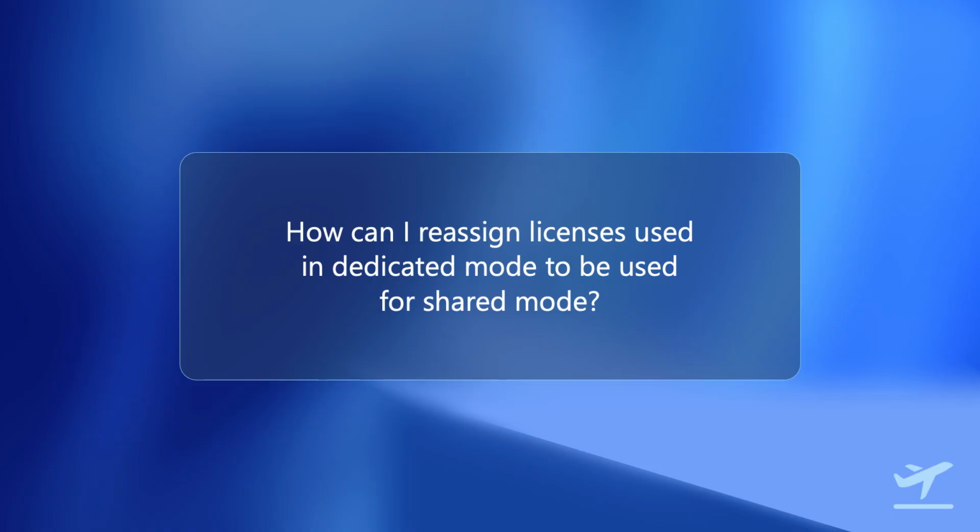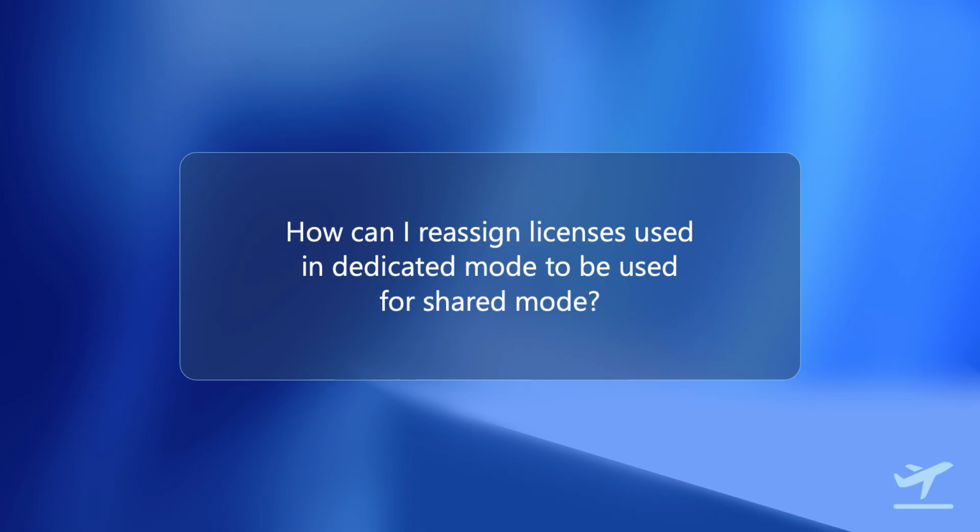Now that I've shared that it is the same license, you can set it up as dedicated or shared. Your next question might be, how can I reassign licenses used in dedicated mode to be used for shared mode? And what do I need to keep in mind when I'm doing that? So you'll be able to add licenses used by Windows 365 Frontline Cloud PC in dedicated mode by removing the user from the Microsoft Entra ID group assigned in the provisioning policy. When the user is removed, their Cloud PC will typically move to a grace period.